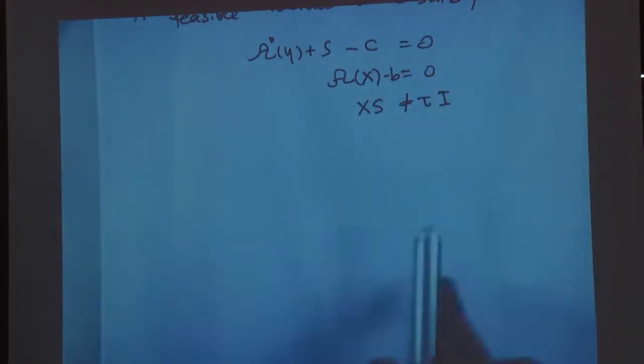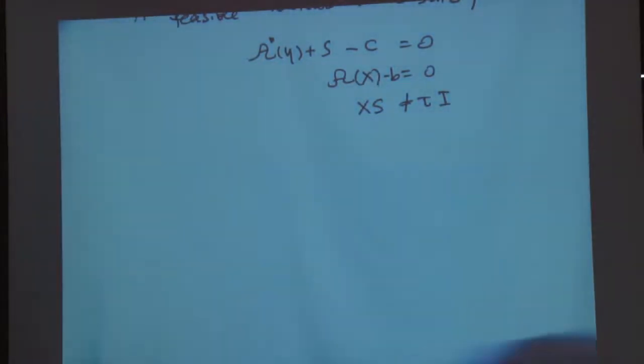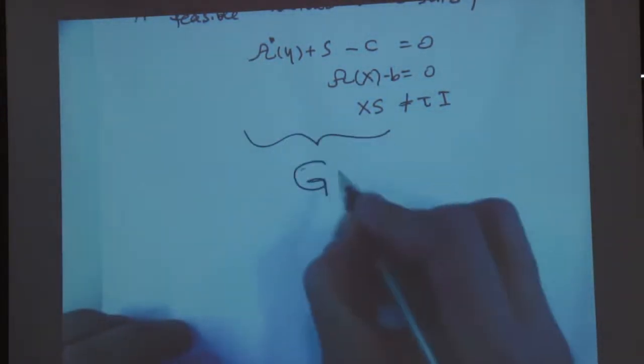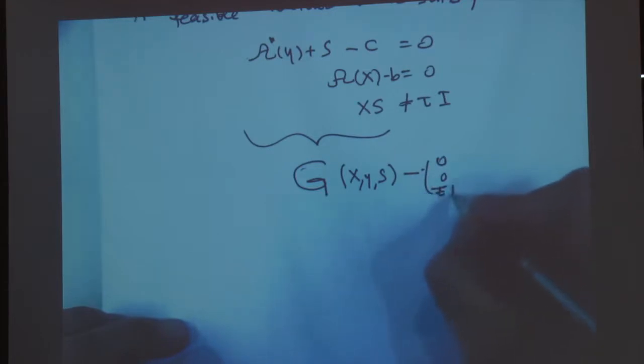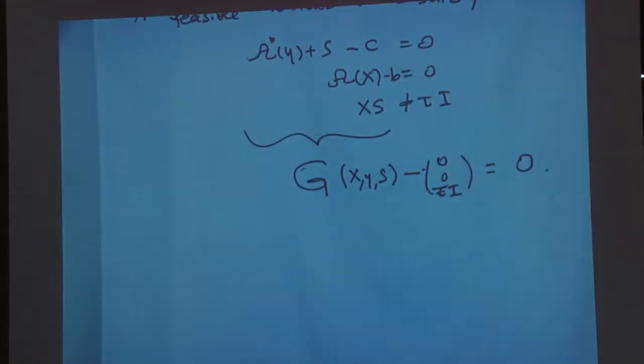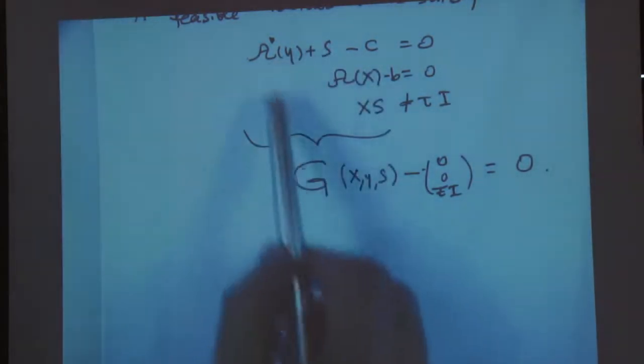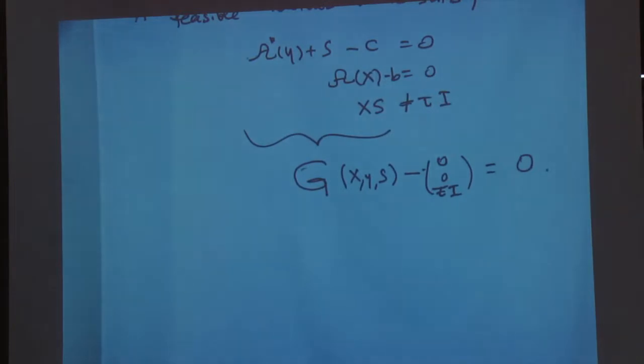This is a similar thing to what we had in linear programming. The natural linearization would be to think about this again as our g function, G of x, y, s. We want that to be equal to 0. So the most natural thing to do would be to look at this and linearize it: look at the derivative, the Jacobian, of that system of nonlinear equations.